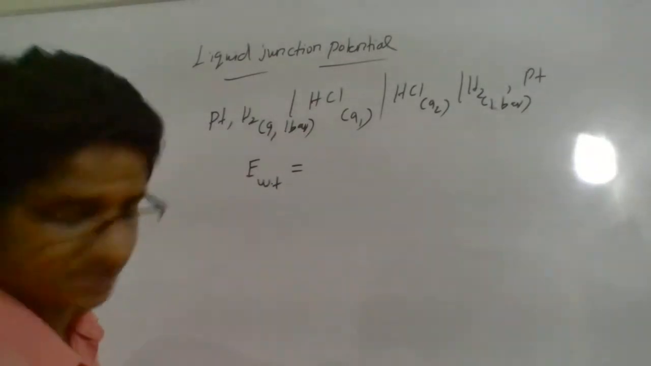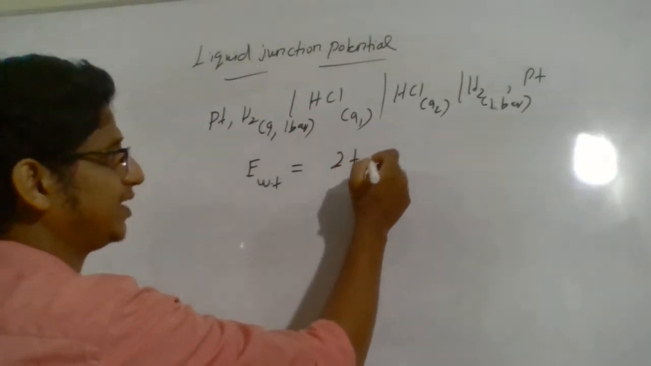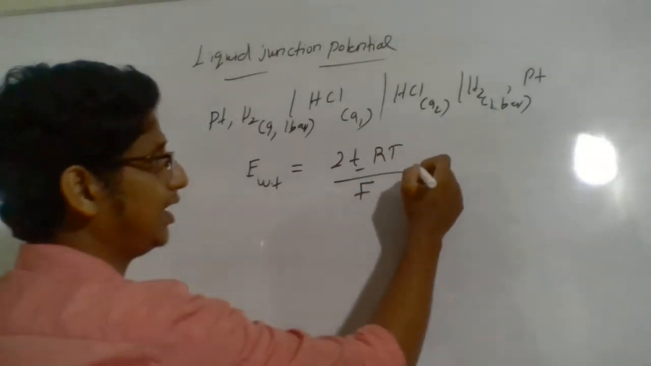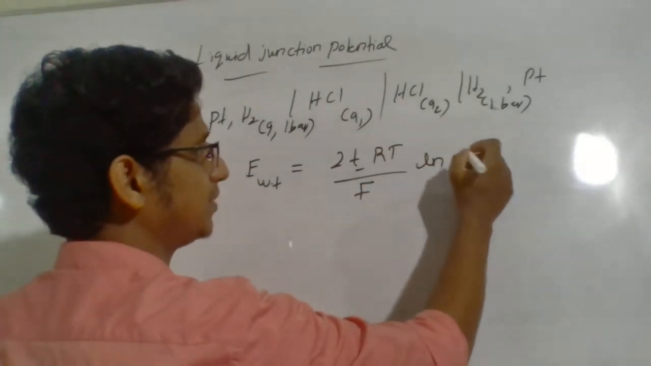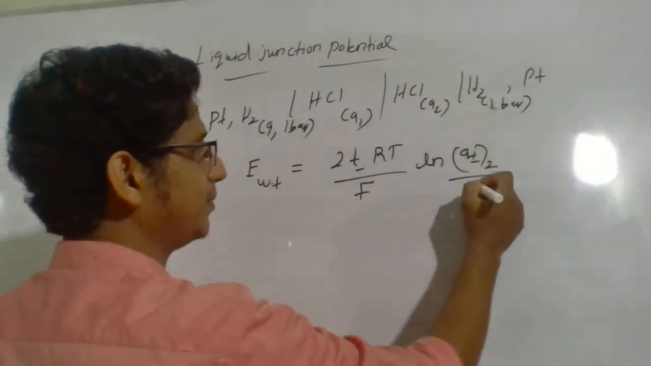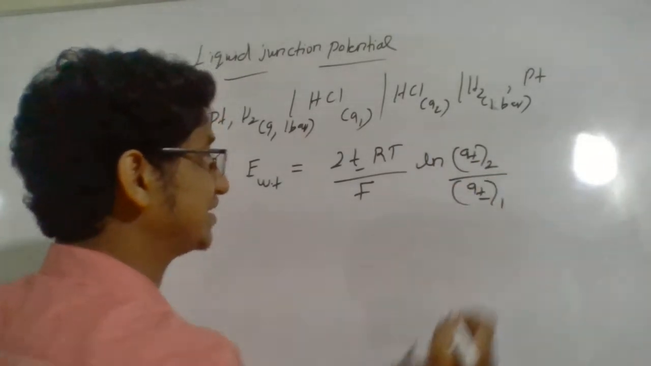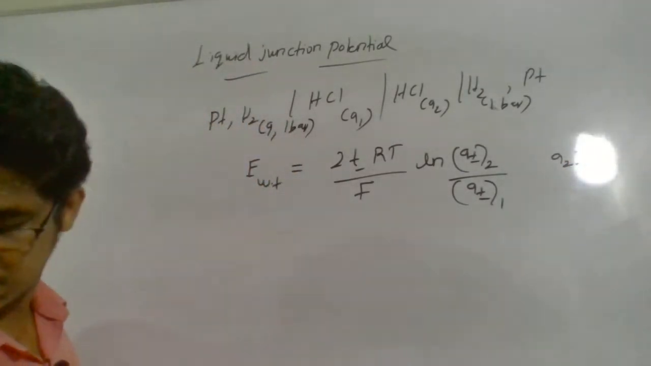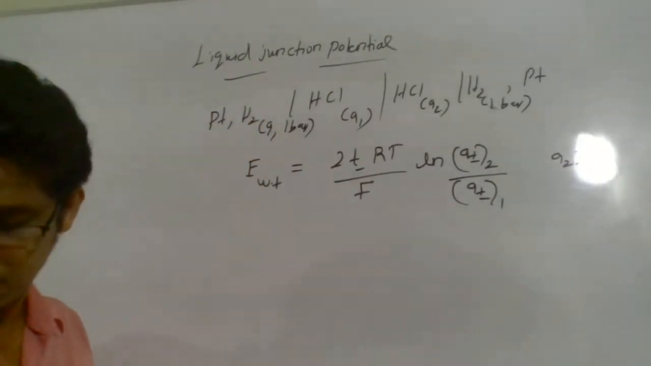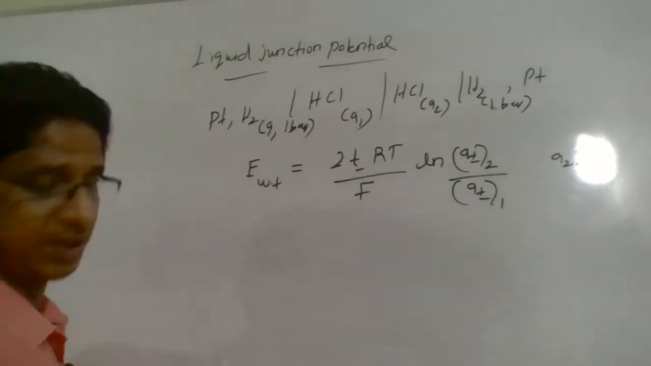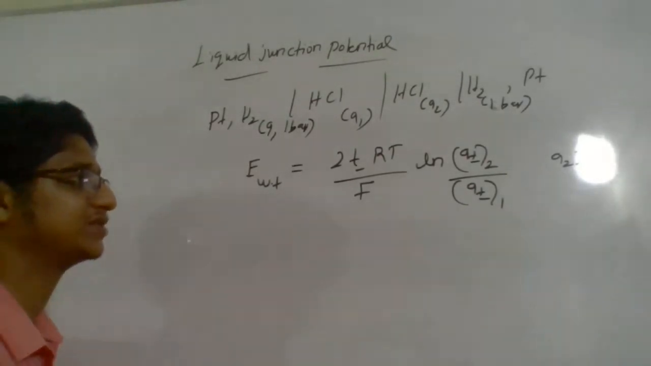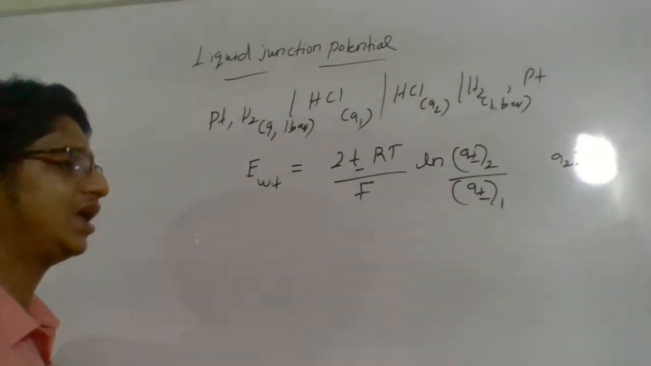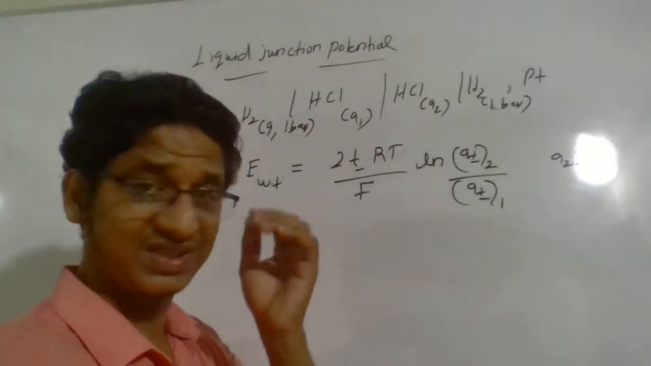We already have an expression for this. It is 2t minus 1 times RT by F ln a plus or minus 2 divided by a plus or minus 1, where A2 is greater than A1. This is the expression we already derived before. So with transference, it is 2t minus 1 times RT by F ln a plus or minus 2 divided by a plus or minus 1. Here you will see there is a contribution from the liquid junction.